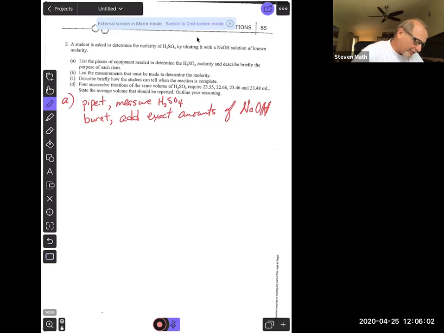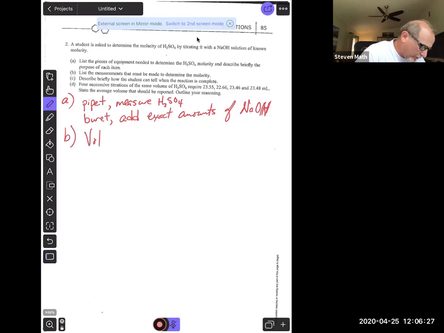Okay, in B it says list the measurements that must be made to determine the molarity. Now this is classic because we're titrating with NaOH and we're determining the molarity of H2SO4. So what measurements need to be made? Don't give us a lab procedure. You guys have heard that lecture before.